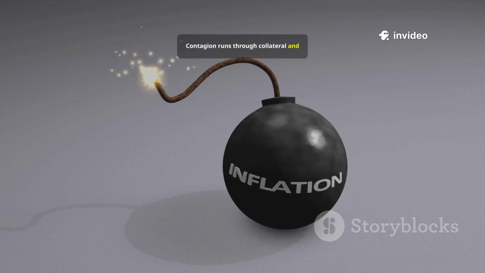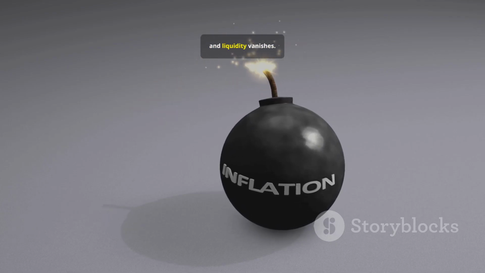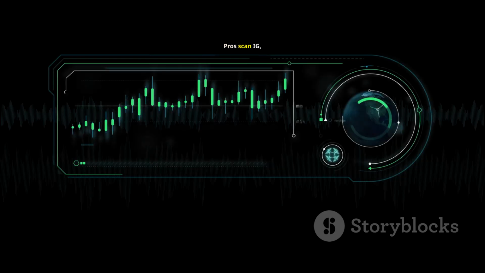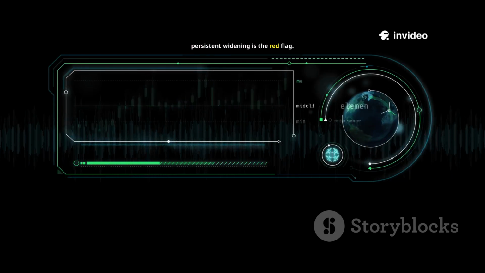Contagion runs through collateral and margin. Higher haircuts trigger calls, selling begets more selling, and liquidity vanishes. Pros scan IG, HY, and sovereign CDS. Broad, persistent widening is the red flag.